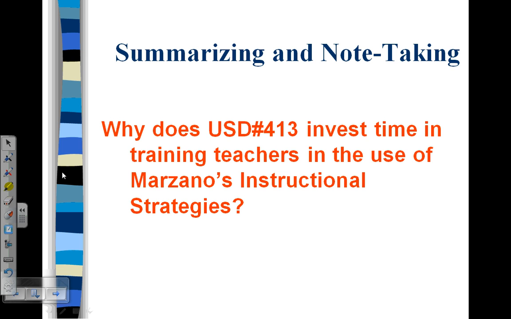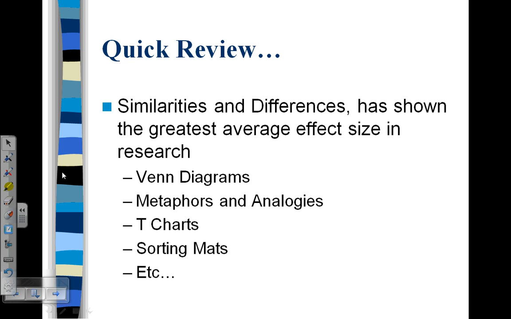Before we get started in summarizing and note-taking, let's do a quick review of what we've done this year. First of all, we took on Marzano Strategy 1, Similarities and Differences. This is shown to have the greatest average effect size in research. That means that of Marzano's 9 strategies, perhaps this is the most efficient or effective strategy. Statistically, it certainly is.